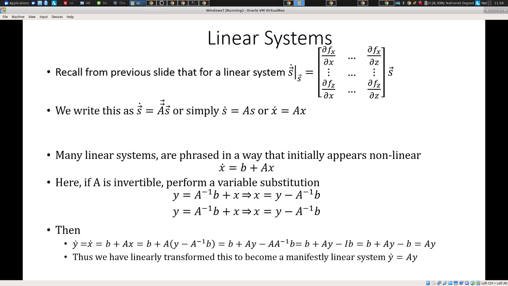Now, I need to tell you, and this is a comment I made, I think, with respect to Lavi's question. There was a question from Lavi that was a good question, as normal, the other day. I made some reference to the fact that things that initially appear nonlinear can sometimes be easily transformed, in a linear way, into a linear system. So for many linear systems, we phrase them initially like this, okay? X dot equals b plus Ax, where b is some constant vector, okay? And I want to give you an example to make this concrete.